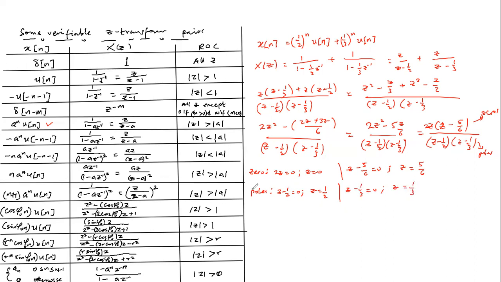So in this case, we have two zeros, that's at z equal to 0 and at z equal to 5 over 6. Then we have two poles, right? That is at z equal to 1 over 2 and at z equal to 1 over 3.